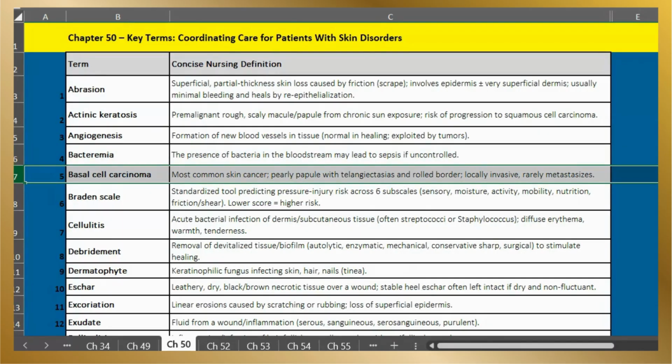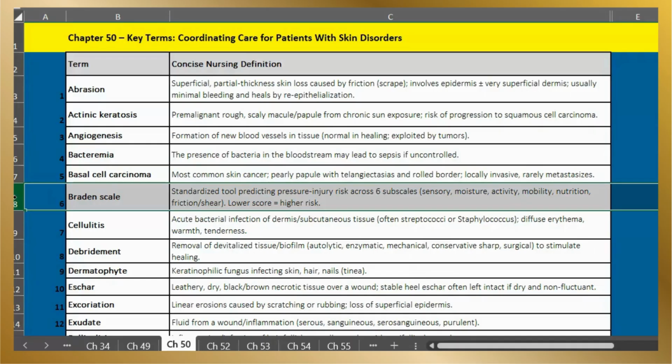Basal cell carcinoma: the most common skin cancer, a pearly papule with telangiectasia and rolled border, locally invasive, rarely metastasizes. So basal means base layer cancer, pearly but persistent.